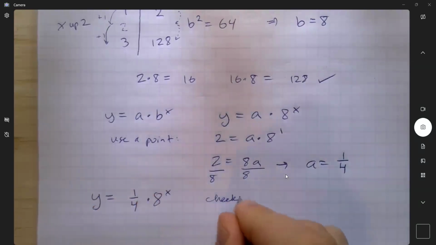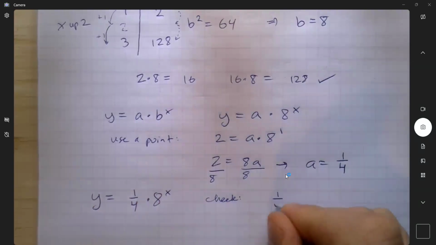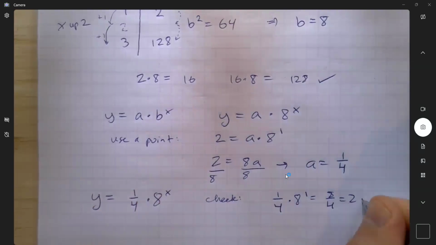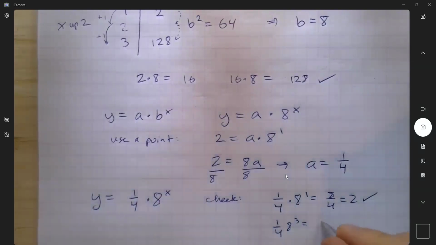And let's go ahead and check. 1/4 times 8 to the first is 8 over 4, which is 2. Yep. And 1/4 times 8 cubed is, I think it's 8 times 8, 64, times 8, that's 512 over 4, which is 128.